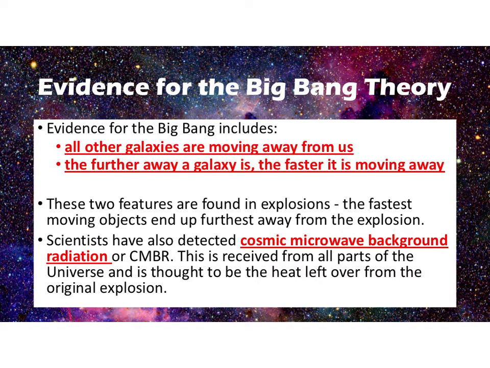The evidence for the Big Bang includes all other galaxies are moving away from us, and the further away a galaxy is, the faster it is moving away. These 2 features are commonly found in explosions. The fastest moving objects end up the furthest away from the explosion. Scientists have also detected cosmic microwave background radiation, or CMBR. This is received from all parts of the universe, and it is thought to be the heat left over from the original Big Bang explosion.